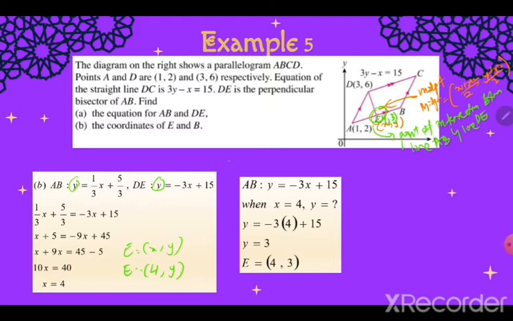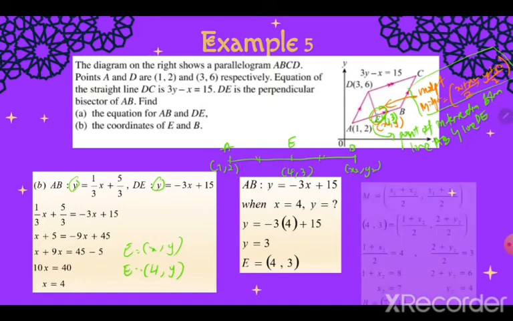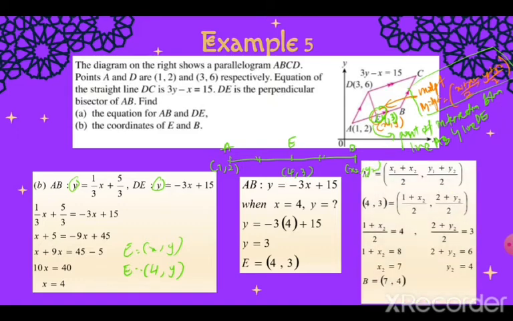Okay, let's see. This is A (1, 2), and this is our B, which we don't know, (x2, y2). And this is our E, (4, 3), the midpoint. So now, how can we find B? Of course, we can use the midpoint formula. Since M is represented by the midpoint, in this case it is E.